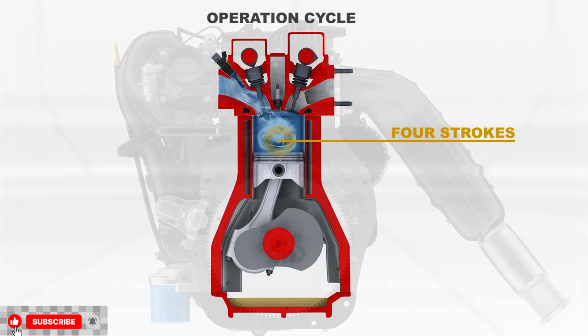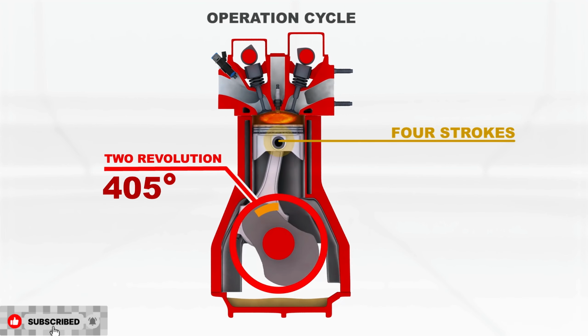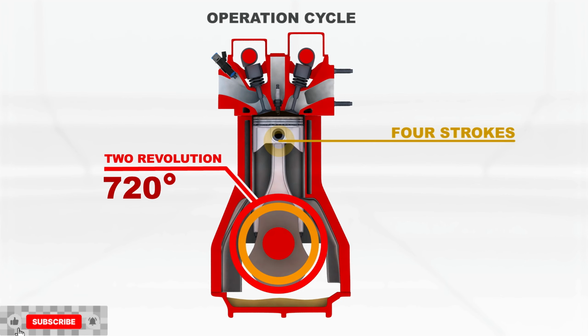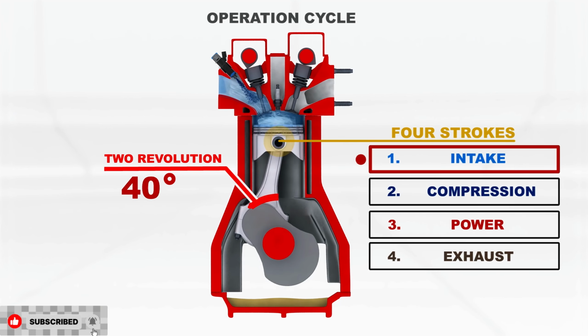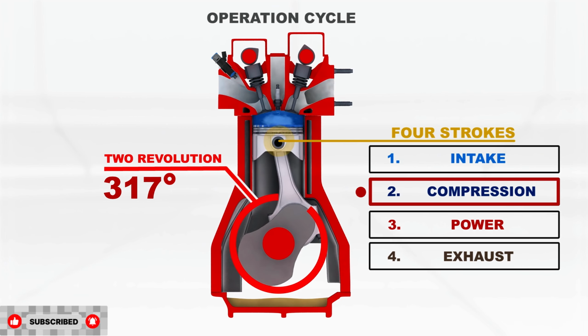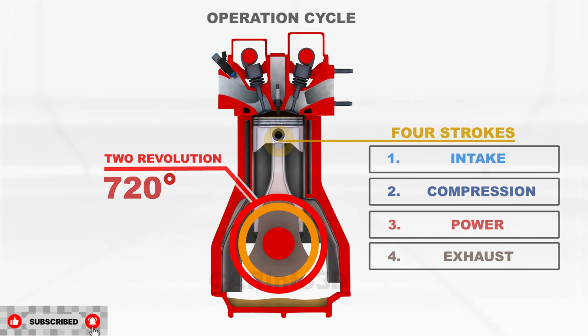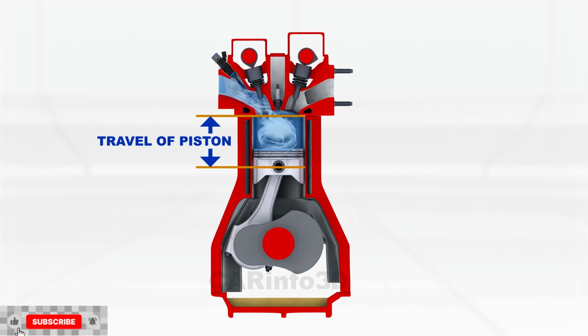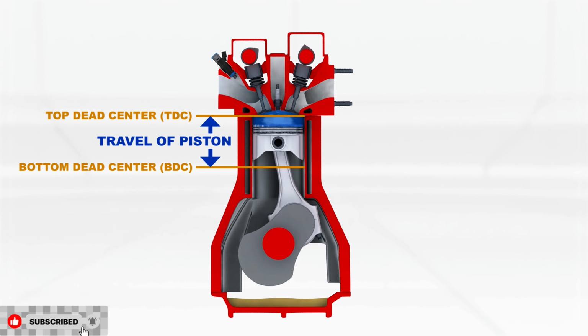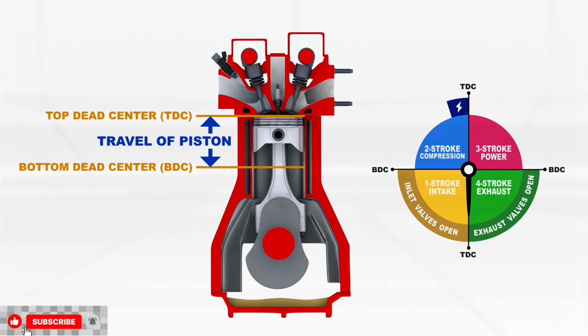The engine's operation cycle consists of 4 strokes, or 2 crankshaft revolutions. The 4-stroke cycle is then repeated. Stroke 1, intake. Stroke 2, compression. Stroke 3, power. Stroke 4, exhaust. During a stroke, the piston travels between 2 extreme positions known as the top dead center and the bottom dead center. 2-stroke engines exist as well, but they are rarely found in cars.